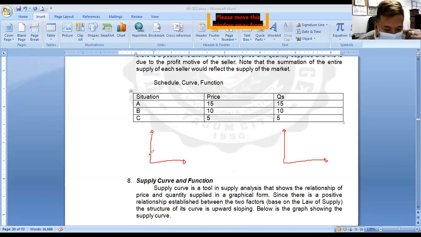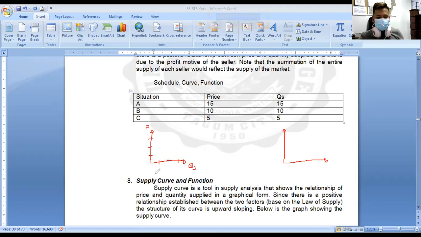Same as before, class. This is the price, this is the quantity supplied. Okay, so if we draw situation A, class, when the price is 15, the quantity supplied is also 15. 5, 10, 15. So the price is 15 and the quantity supplied is also 15, meaning the point is here.